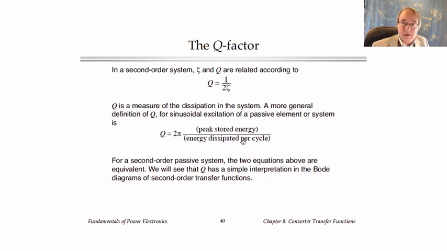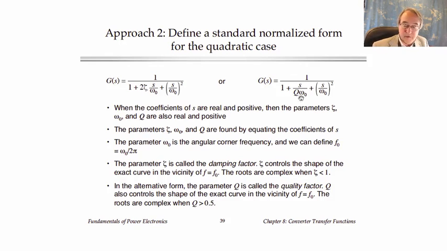So we can talk about the Q of an inductor, whereas with a damping factor, this is really defined in the context of a second-order system. Now, this definition of Q is actually consistent with this one in the second-order system, but the second-order system definition is perhaps more restrictive. This is a nice form to use, though, with Q, because we're going to see in a minute that it has a very nice interpretation on the Bode plot.